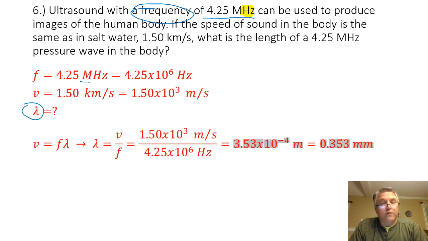So I take my velocity of 1.50 times 10 to the 3rd meters per second, divide that by my frequency of 4.25 times 10 to the 6th hertz, and I'm going to have a wavelength of 3.53 times 10 to the minus 4th meters, or 0.353 millimeters.